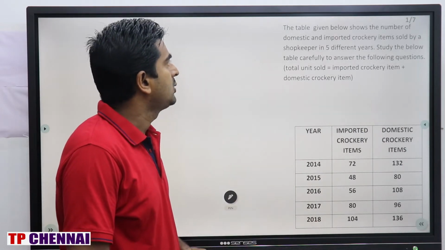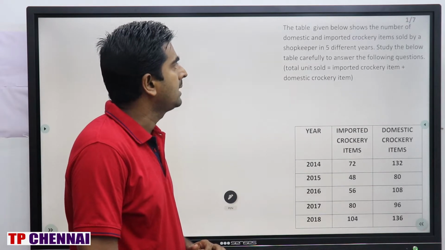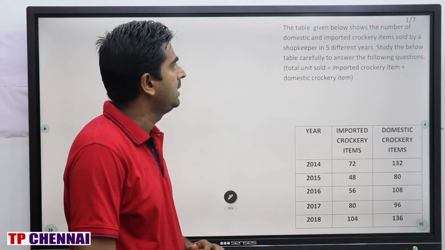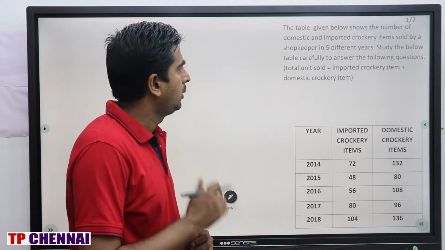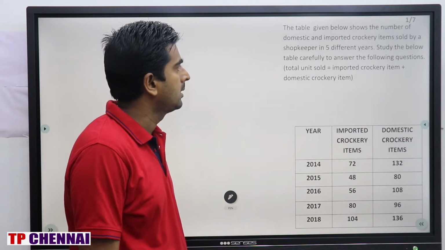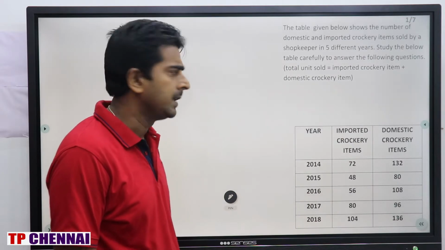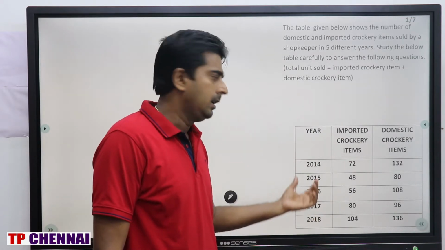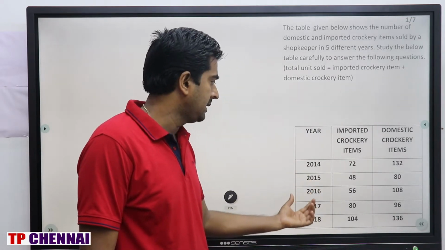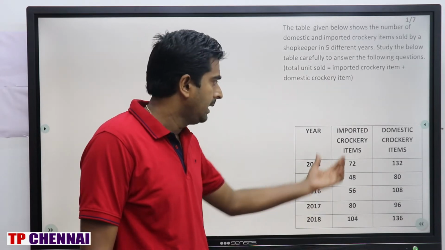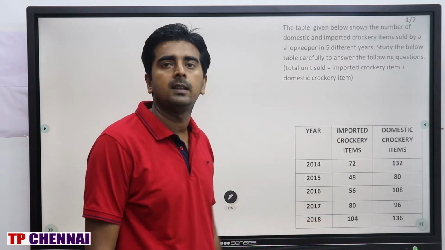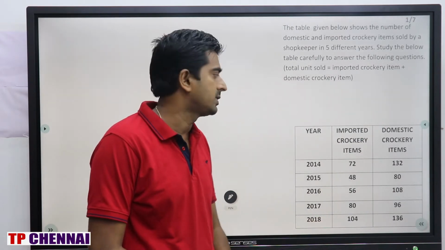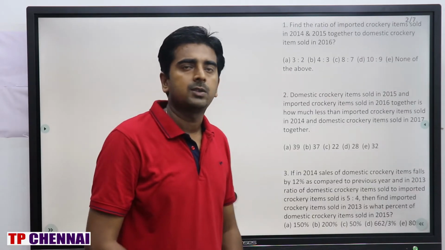The table given below shows the number of domestic and imported crockery items sold by a shopkeeper in 5 different years. Study the below table carefully to answer the following questions. Total units sold is equal to imported crockery items plus domestic crockery items. The years are 2014, 2015, 2016, 2017, 2018, with imported crockery items and then domestic crockery items. Based upon that, they have asked questions. So we will directly see the questions here. We will see the first question.